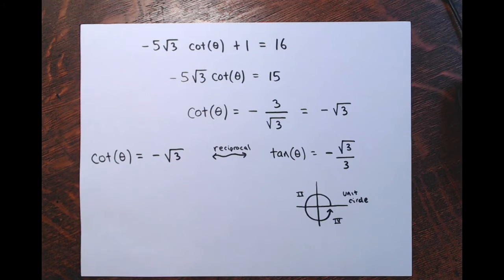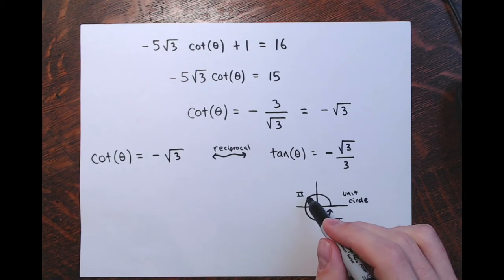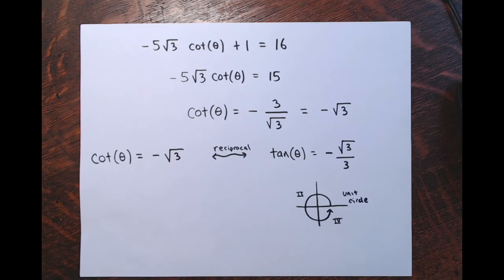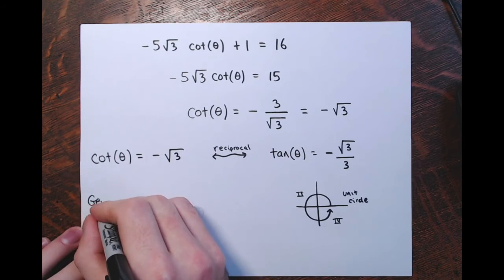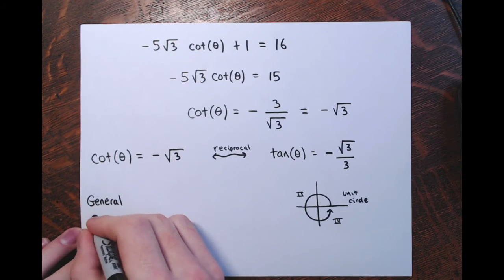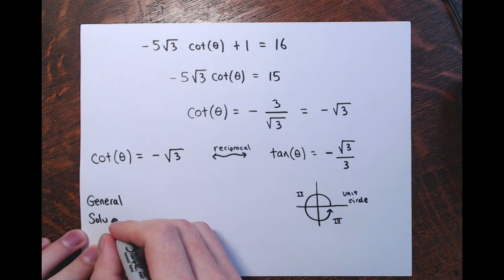Now, the angle in quadrant 2 that has a cotangent of negative square root of 3, or a tangent of negative square root of 3 over 3, would be 5 pi over 6, or 150 degrees. So I'm going to start writing out the general solution here, listing all possible solutions.